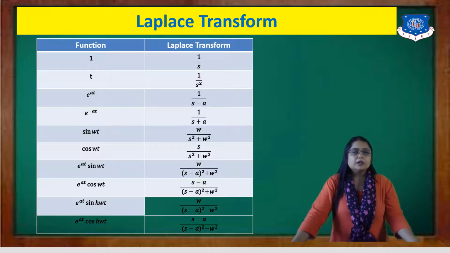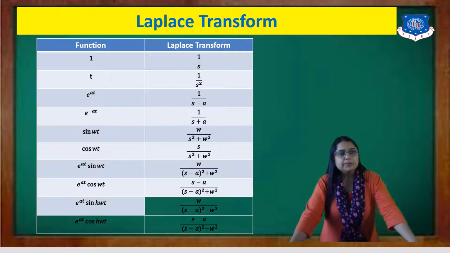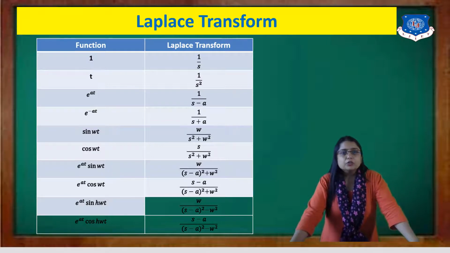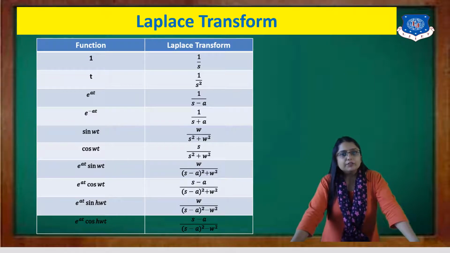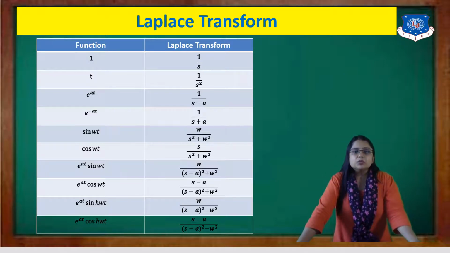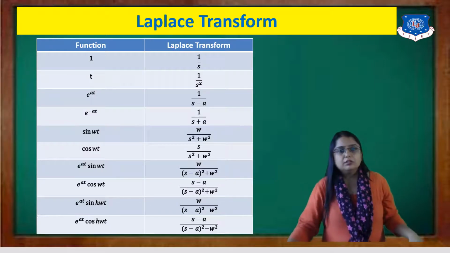Now the next is e raised to at sine hyperbolic omega t. So you just compare the equation with e raised to at sine omega t. Only one difference is there: instead of plus, here we have minus. So the Laplace of e raised to at sine hyperbolic omega t equals omega upon (s minus a) whole square minus omega square.